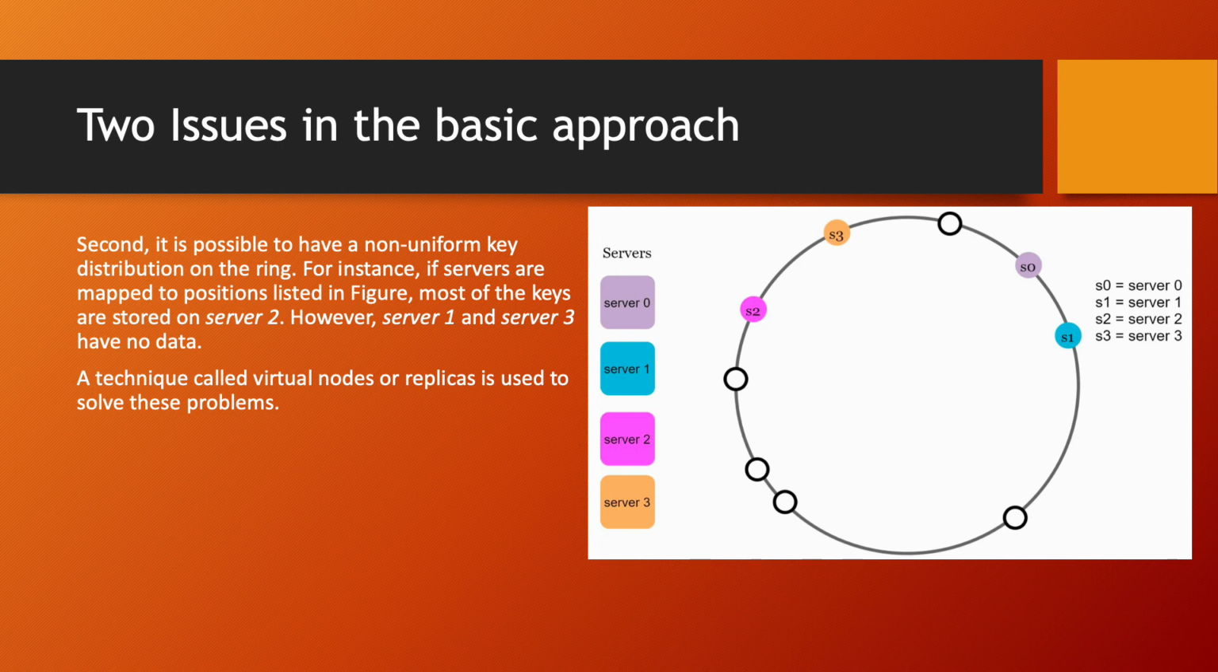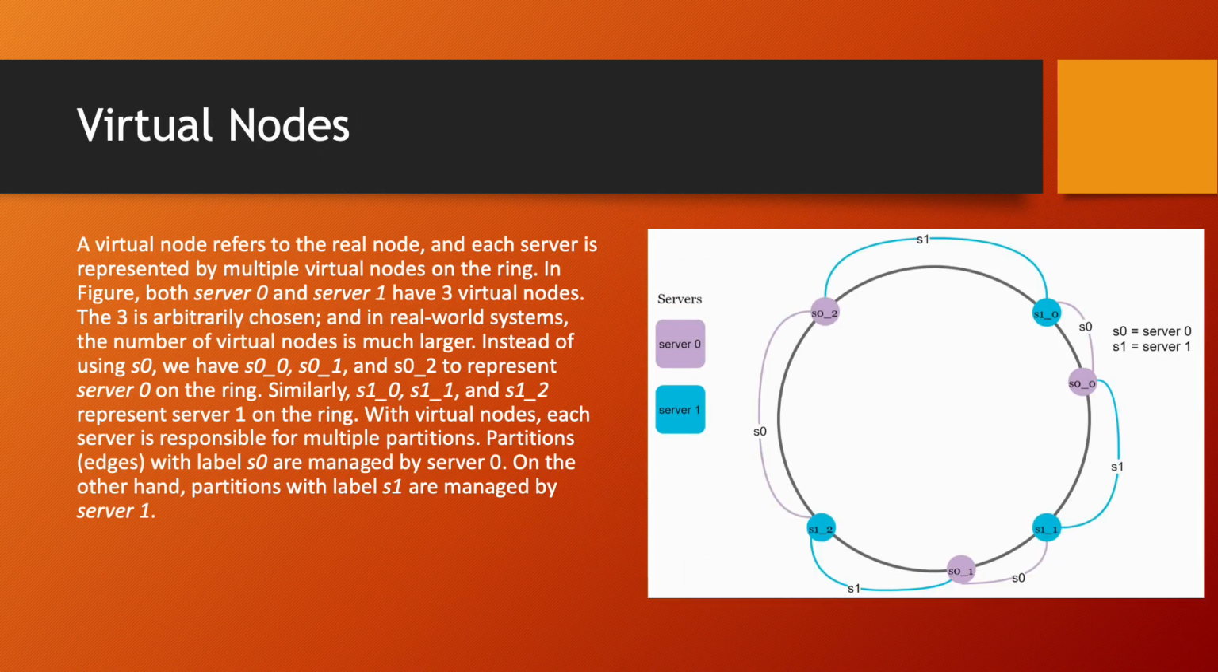Second, it is possible to have a non-uniform key distribution on the ring. For instance, if servers are mapped to the positions listed in the figure, most of the keys are stored on server 2. However, server 1 and server 3 have no data. A technique called virtual nodes or replicas is used to solve this problem.